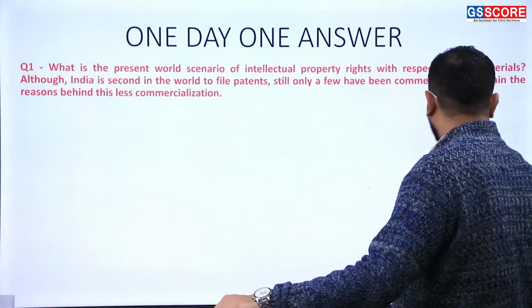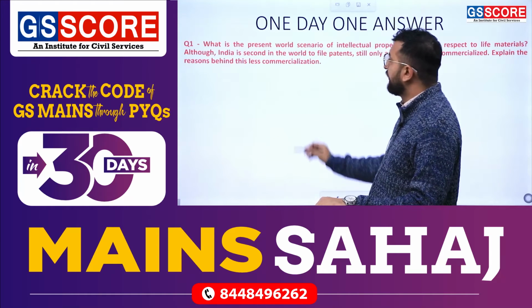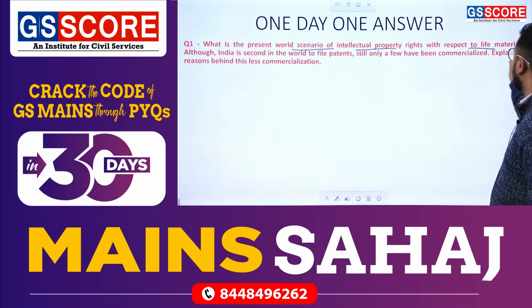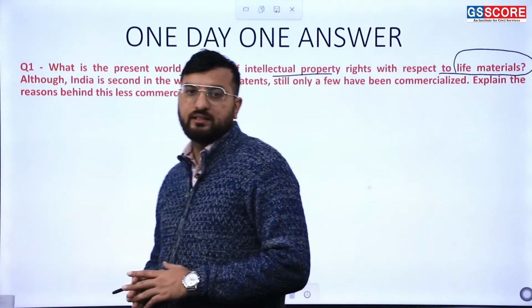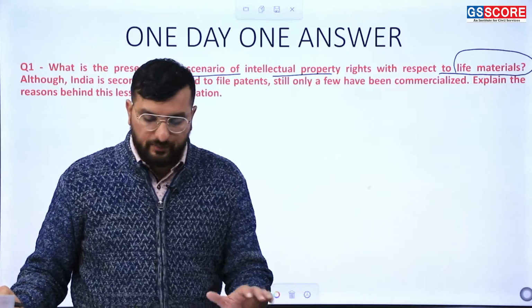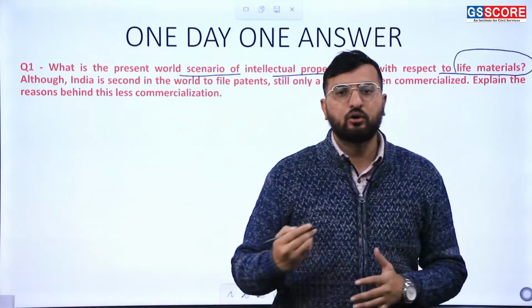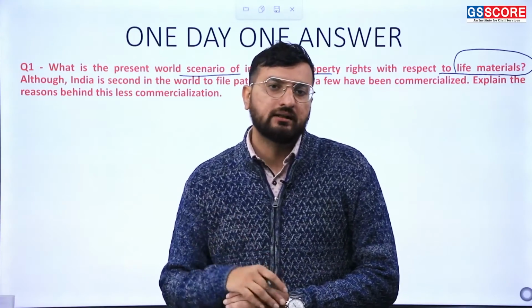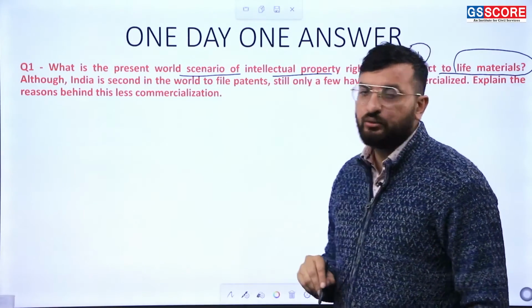So our next question, which was asked in the UPSC examination, asks us to talk about the present world scenario of intellectual property rights with respect to life sciences. So your debate regarding this question is restricted to life sciences: medical science, pharmaceuticals, biotechnology. You need not talk about automation, AI technology and other things, but you have to stick strictly to this part. So this is the first part that you need to answer.